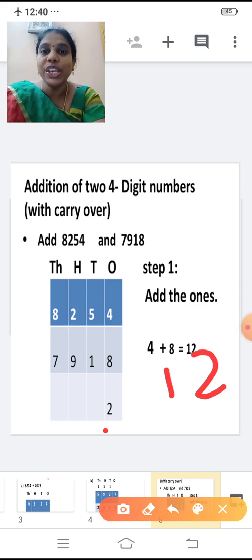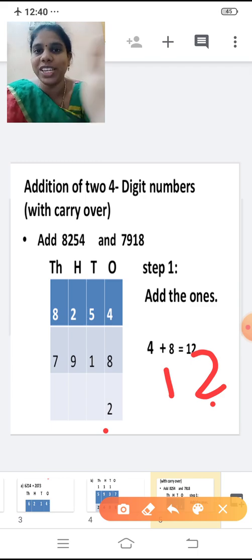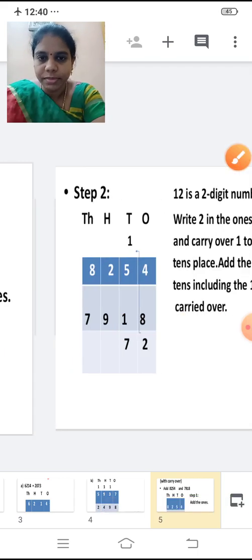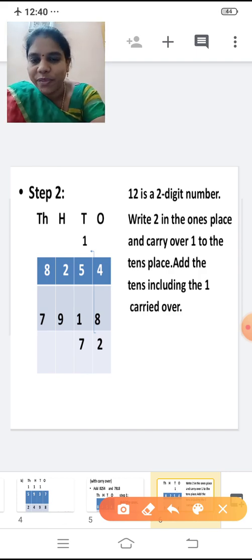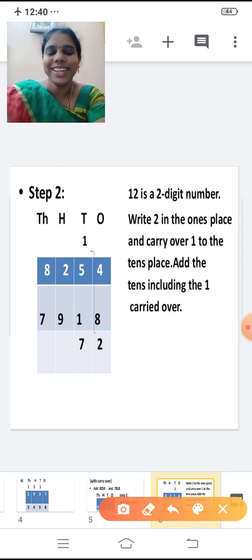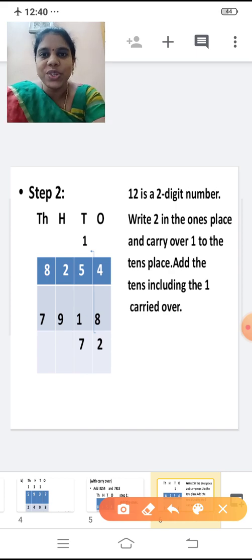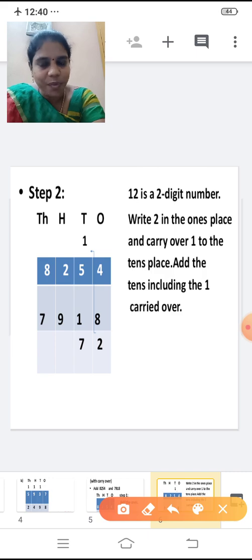The first step is you're going to add the ones place, isn't it? So 4 plus 8 is 12. So you're going to write only 2 in the ones place and 1 we are going to carry forward to the tens place. The second step is 12 is a two-digit number, so that 1 I'm carry forwarding to the tens place, right? Now shall we add this now?